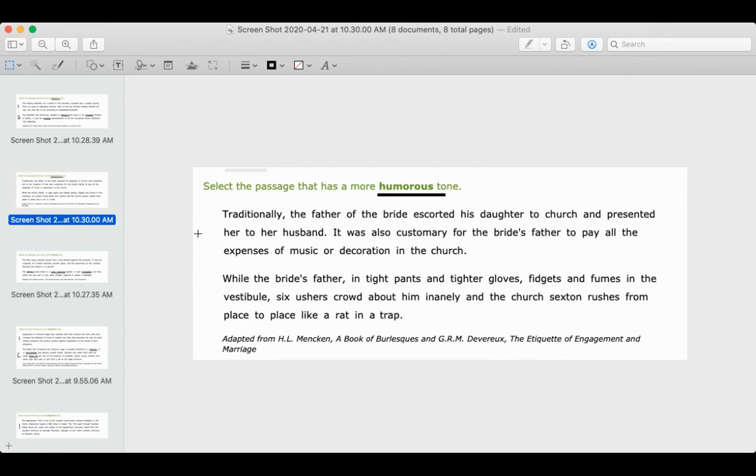Another example here that's more humorous shows us some imagery that helps us to catch the tone. And so when we're thinking of something that's funny, we're painting a picture here. The details about the father of the bride in the first one just kind of talks very traditionally about it. But in the second one, it really creates a picture about him fidgeting and fuming, the tight clothes, that he's uncomfortable. Okay, he's feeling crowded and feeling rushed, and this great simile that he's like a rat in a trap.